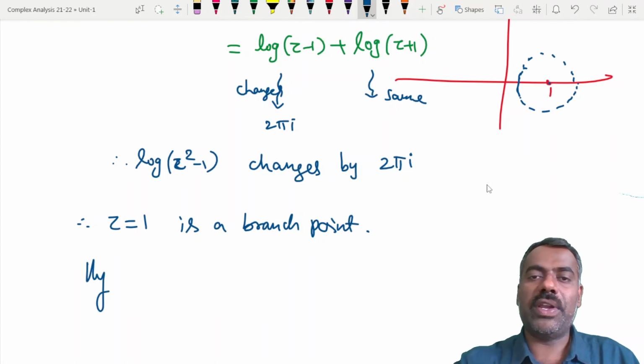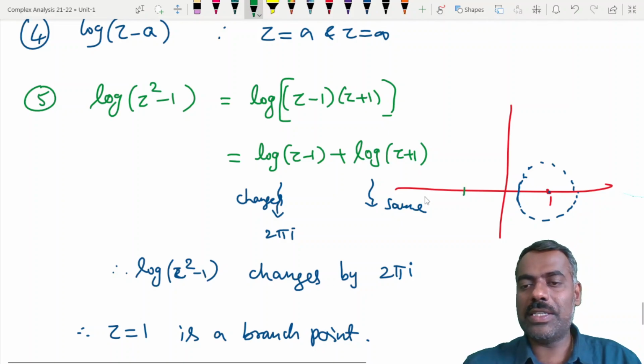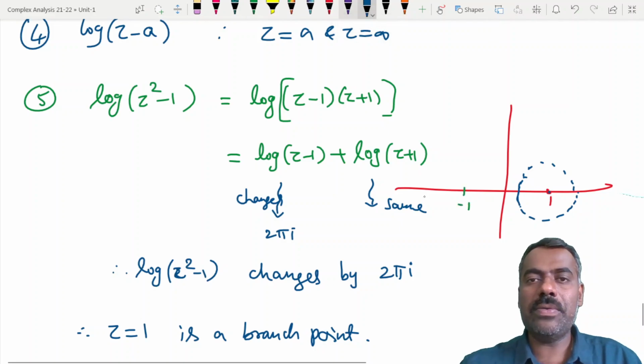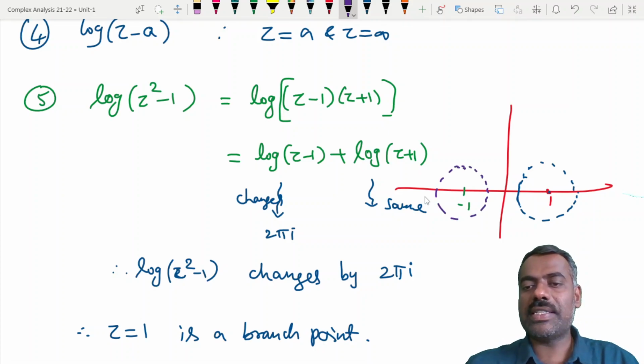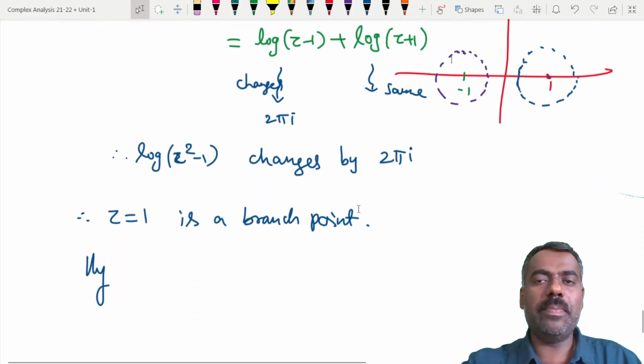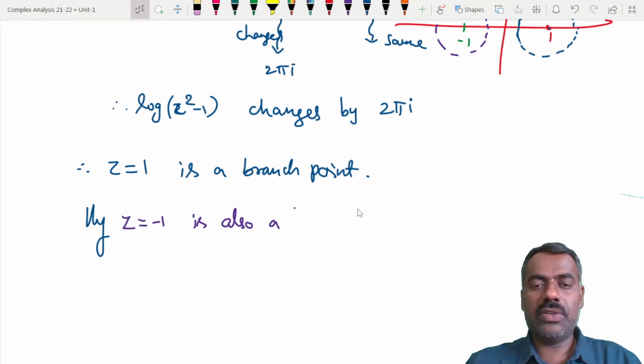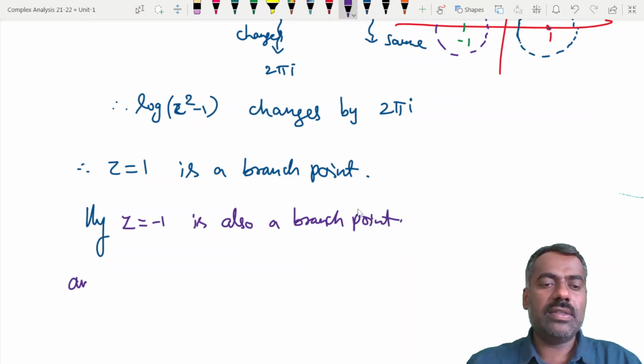Similarly, what is another branch point? Similarly, at minus 1. You can also have a closed curve around minus 1, where this value changes and this value remains. So therefore, minus 1 is also a branch point. Similarly, z equal to minus 1 is also a branch point. And what can you say about z equal to infinity?